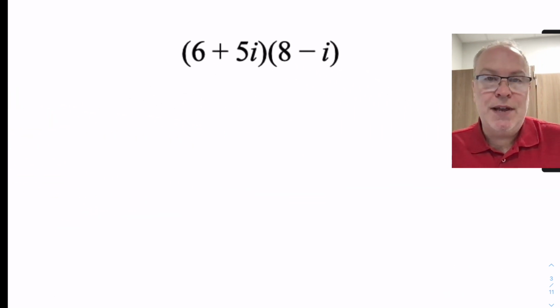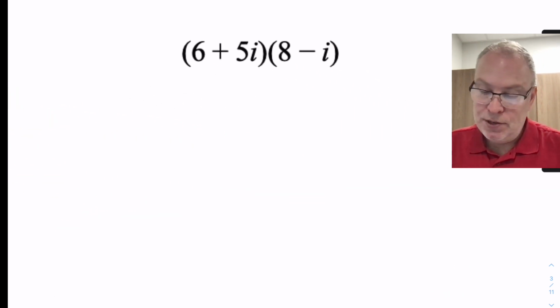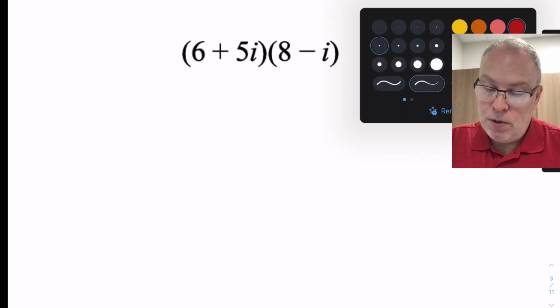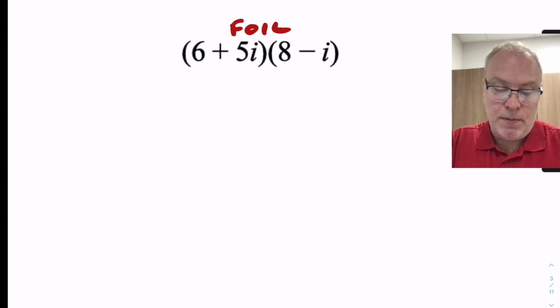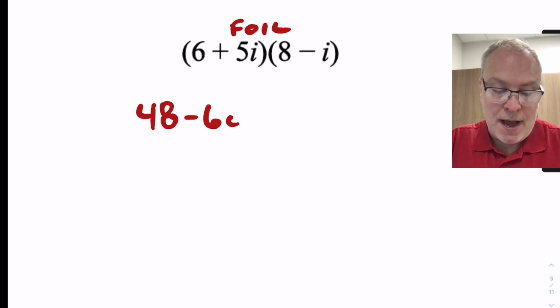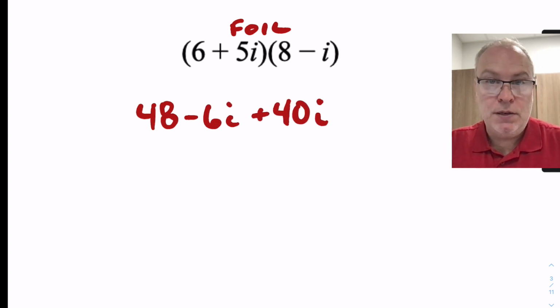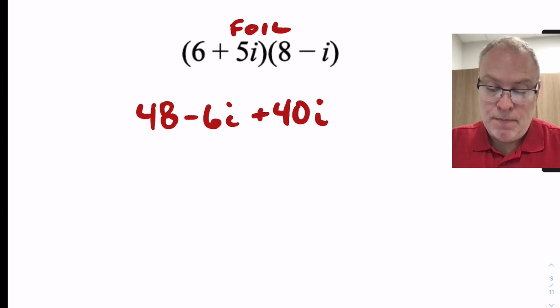Over here, oh, this is not an addition or subtraction. This is multiplication. So I usually use the FOIL technique on something like this. First, outside, inside, last. So we get 48 minus 6i plus 40i. Of course, those are like terms and we'll combine, right? And then minus 5i squared.